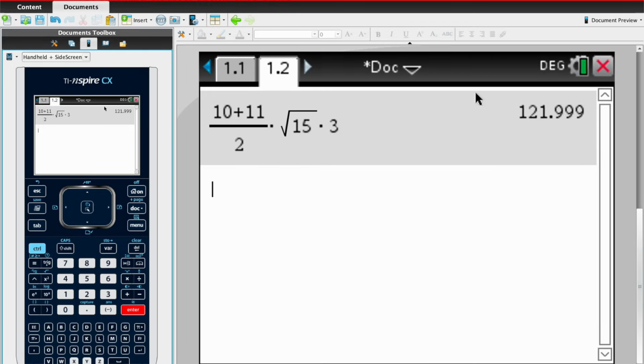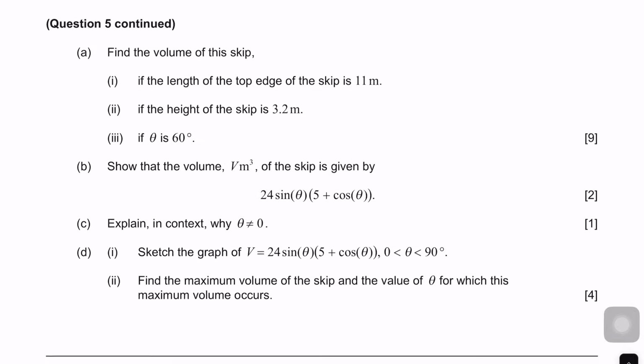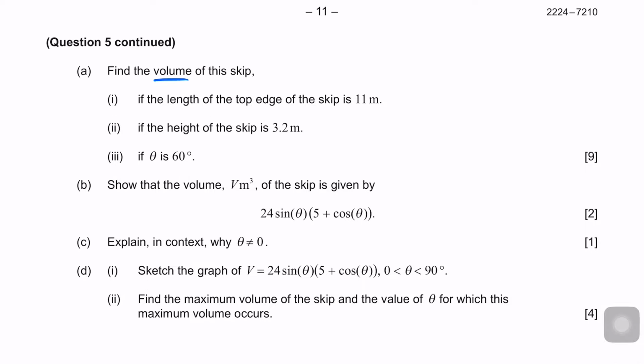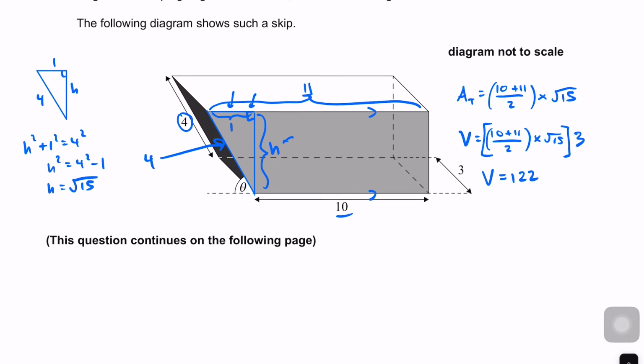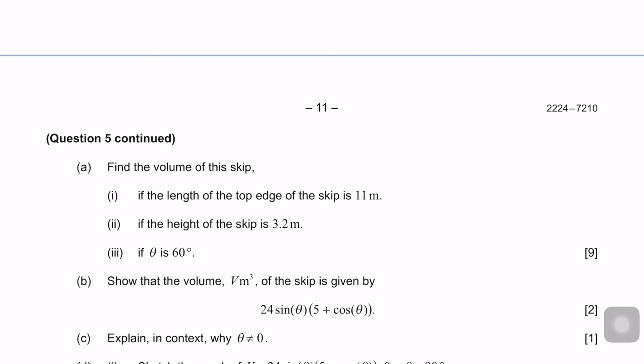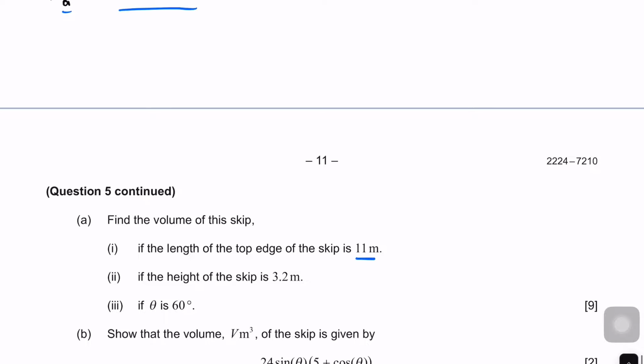So going back to the document here, volume is equal to 122. Okay, not bad. Now, find the volume of the skip if the height of the skip is 3.2 meters. So let's clear this up. We found the first situation where the length of the top of the skip is 11 meters, and we found that unknown for the height. Now we want to see, if the height of the skip is 3.2 meters, what would our volume be.